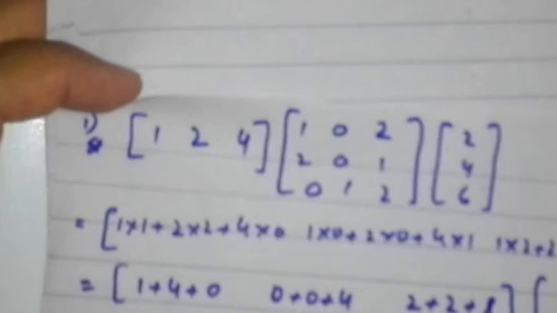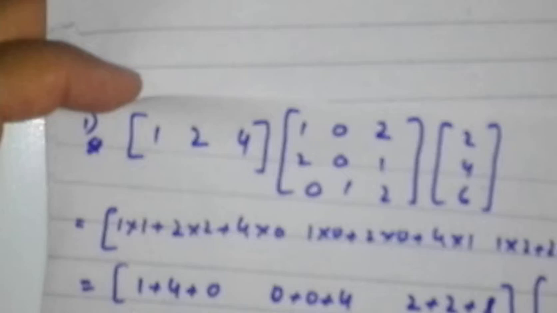5, 4, 12 into 2, 4, 6. Now again multiply row into column. 5 into 2, 4 into 4, 12 into 6. Look here, 5 into 2, 4 into 4 plus 12 into 6.